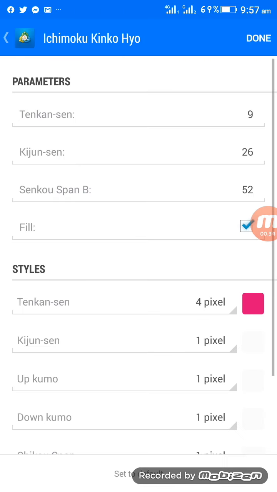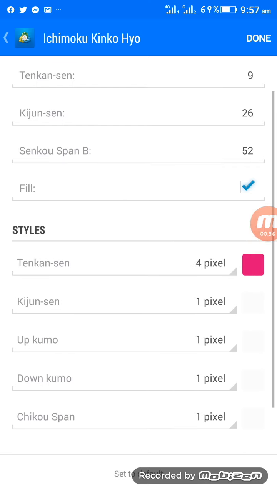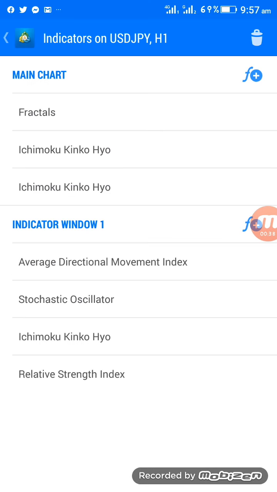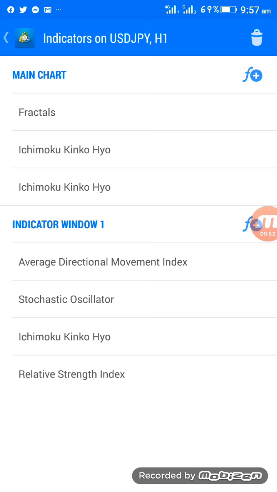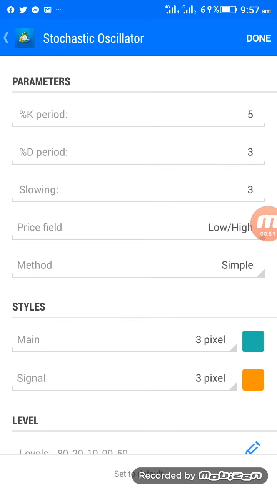The second is Ichimoku on the main chart, set it this way. Now the second, the indicator window 1. The first one is average directional movement index. You set it this way, exactly the way it is. Click done. Stochastic oscillator, you set it this way.